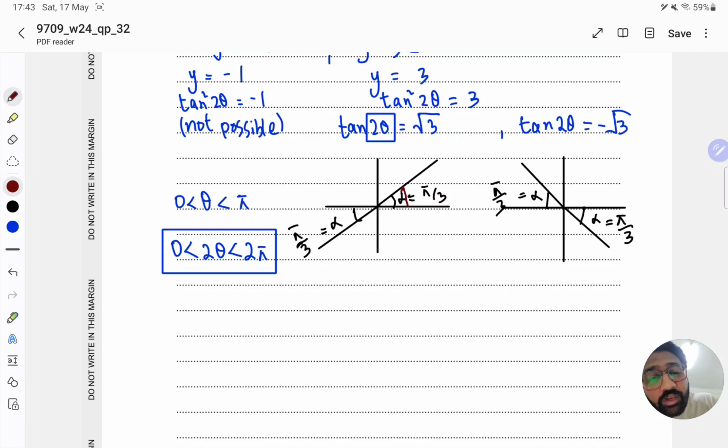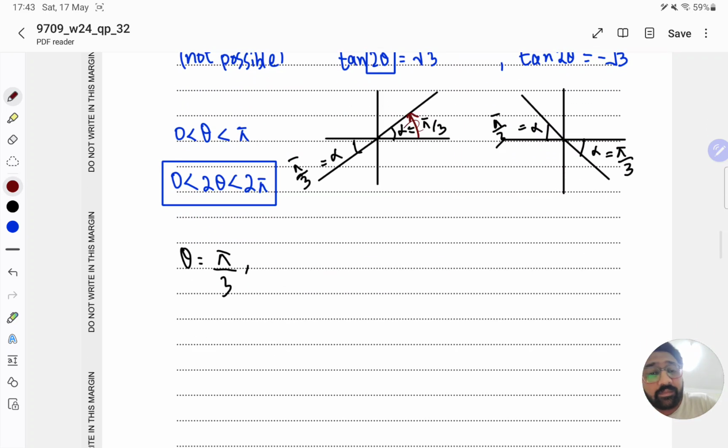So one angle is going to be this one, which is the value of theta. One value for theta is this. The other value of theta from the first one is this, which means it is pi plus pi by 3. If you look over here on the right side, there are two thetas again. One is this theta, the other is this theta.